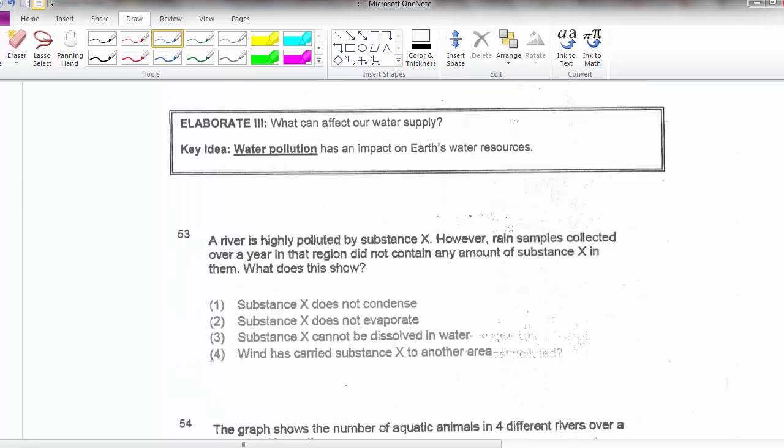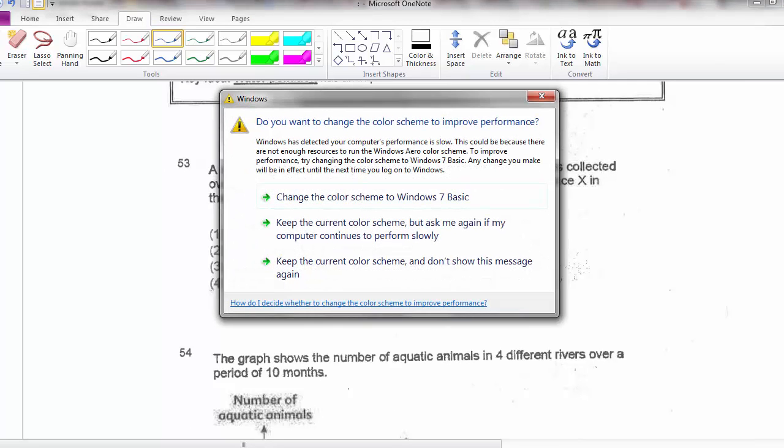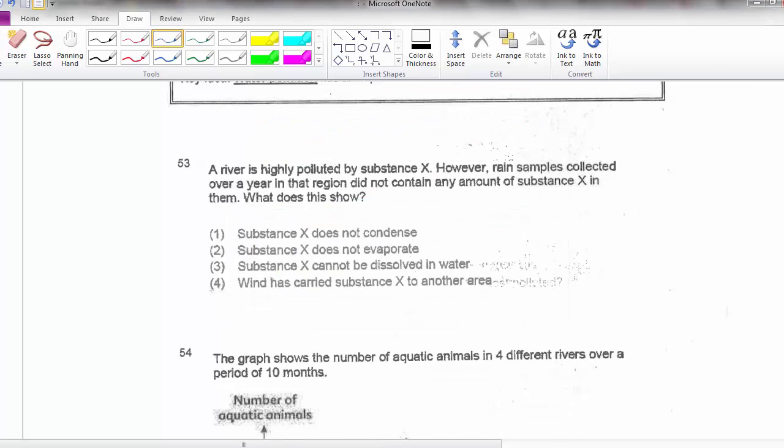Okay. Now the next part will be on this key idea of water pollution, and its impact on Earth's water resources. So let's look at question 53. A river is highly polluted by substance X. However, rain samples collected over a year in the region do not show any amount of substance X in them. So what does this show me? So the fact that I have substance X in the river, but when I collect the rain it doesn't show, this is quite obvious that substance X does not evaporate. Okay.